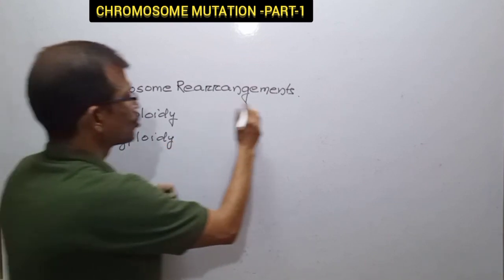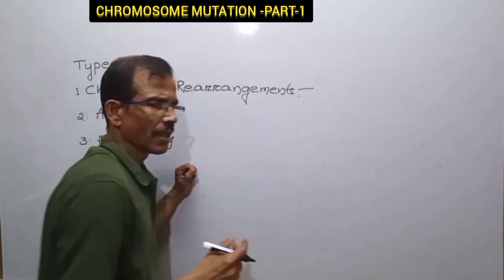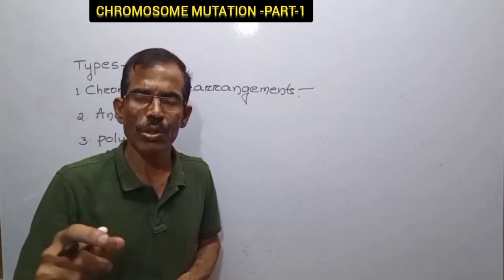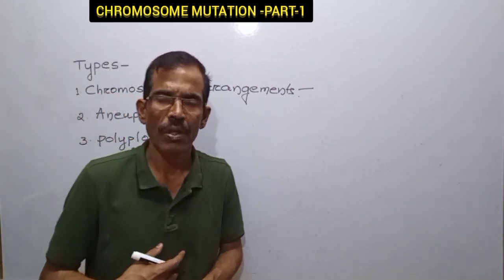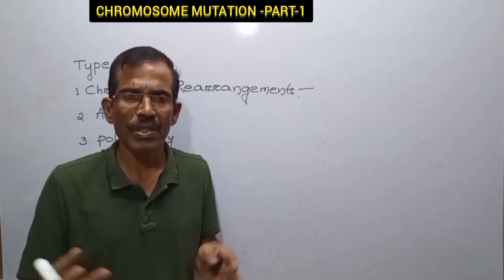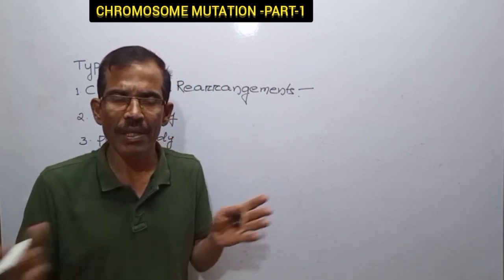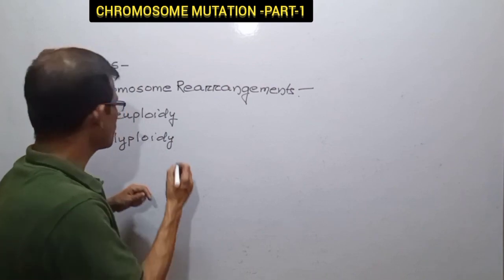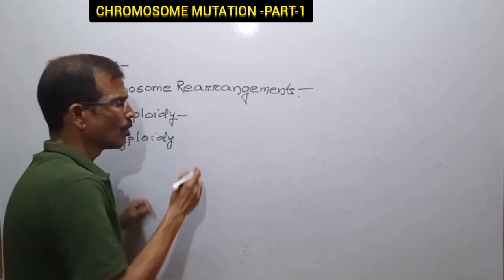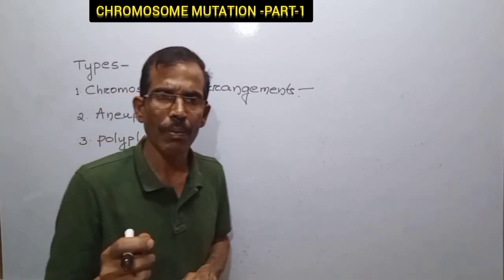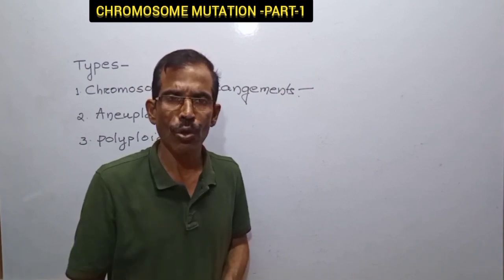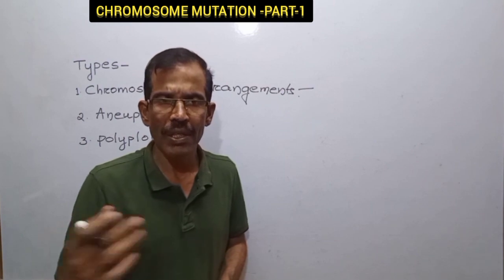First one is chromosome rearrangements. It is a type of mutation which alters the structure of chromosomes. For example, a piece of a chromosome might be deleted, duplicated or inverted. Second type of chromosome mutation is aneuploidy, which alters the number of chromosomes. Here, one or more chromosomes are added or deleted.